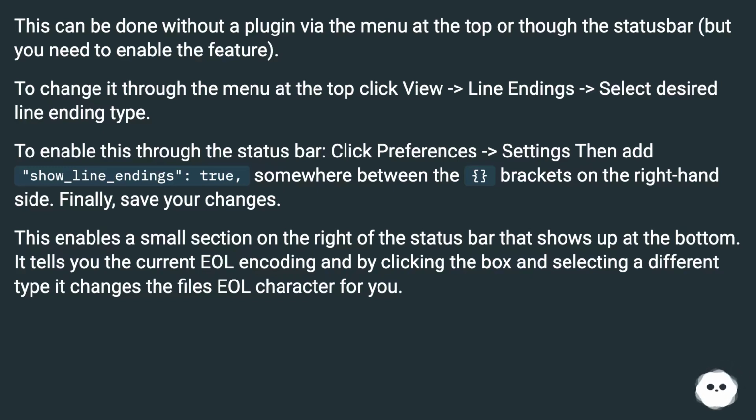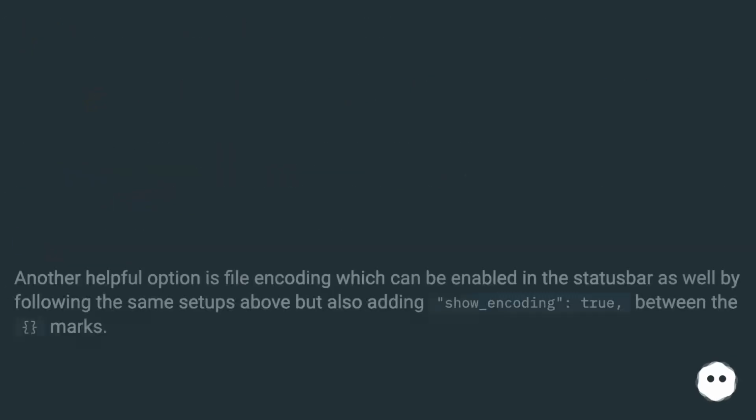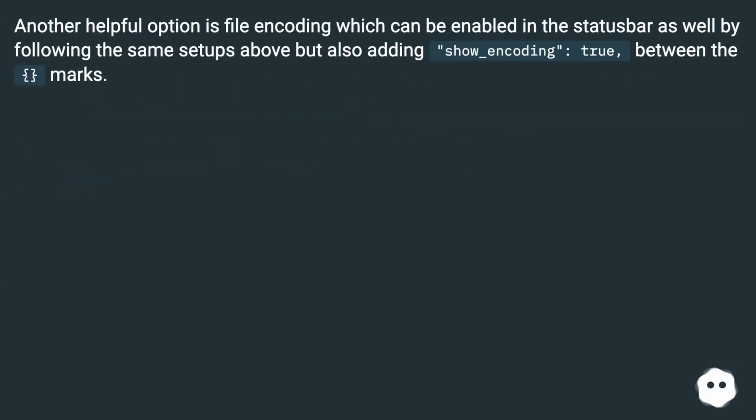Finally, save your changes. This enables a small section on the right of the status bar that shows up at the bottom. It tells you the current EOL encoding, and by clicking the box and selecting a different type, it changes the file's EOL character for you. Another helpful option is file encoding, which can be enabled in the status bar as well by following the same steps above, but also adding "show_encoding": true between the brackets.